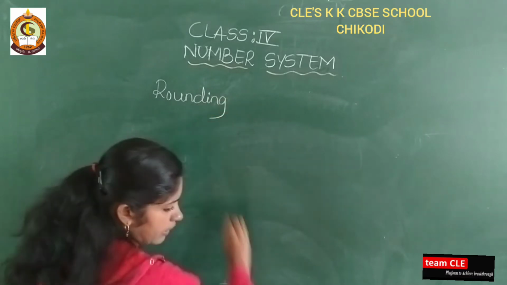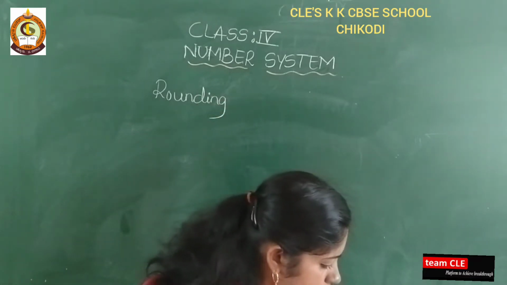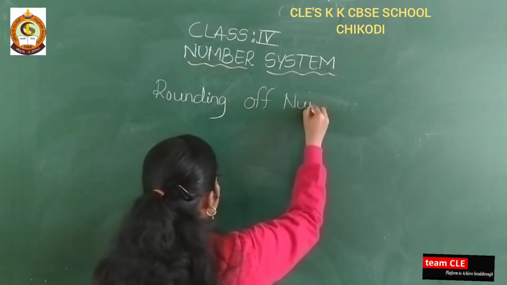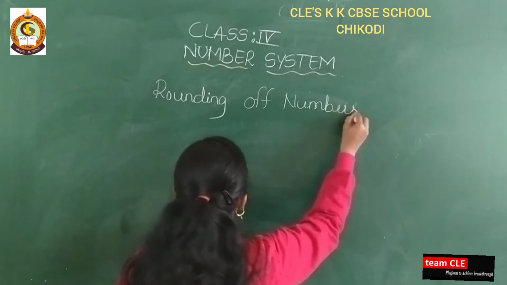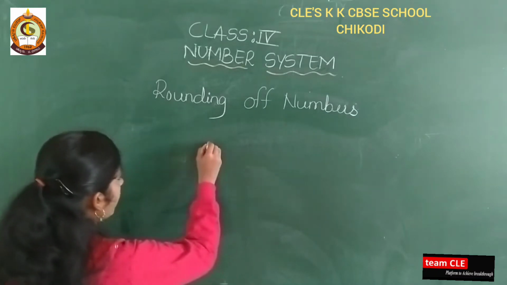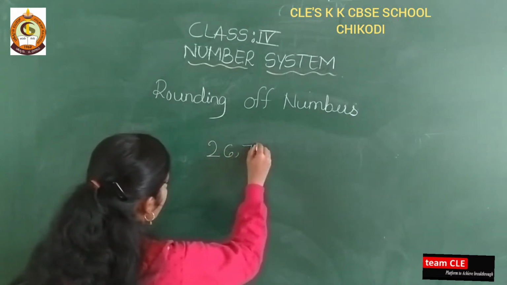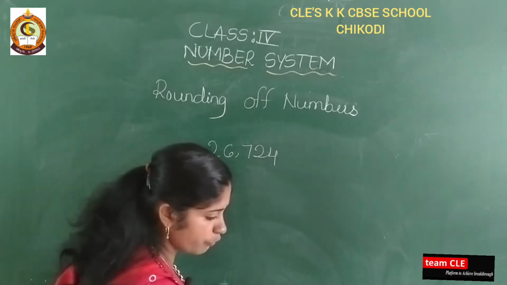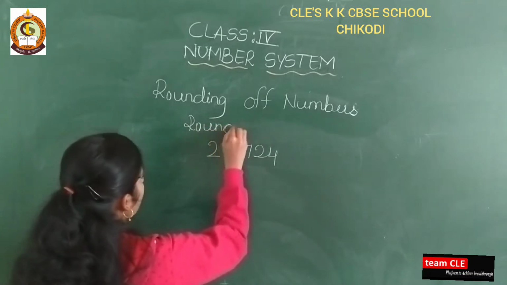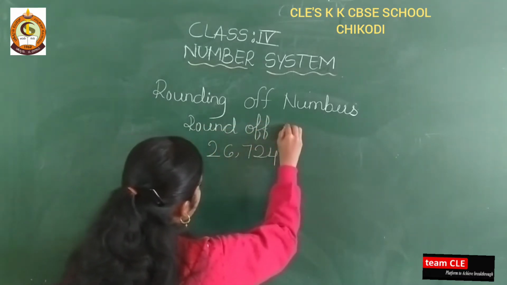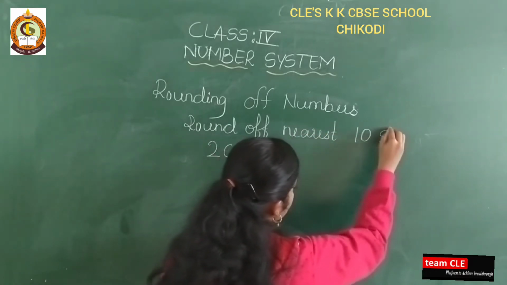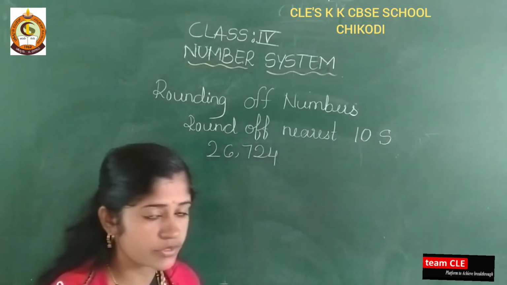Rounding off the numbers. Then what is this rounding off of numbers? Let us take one example. 26,724. Round off the following number to the nearest tens. Round off the given number to the nearest 10.